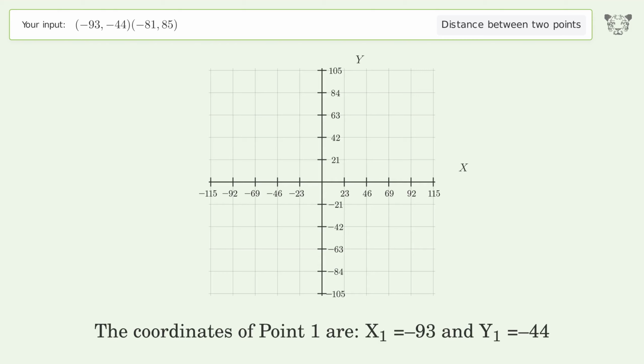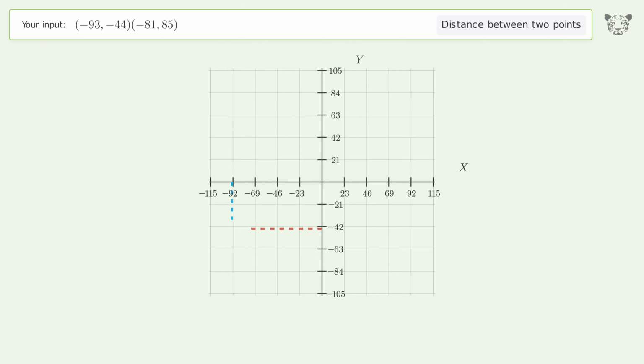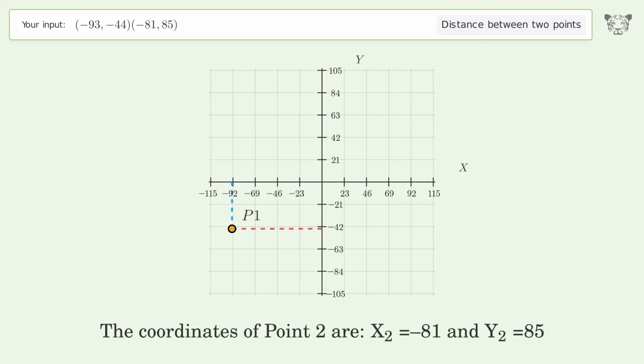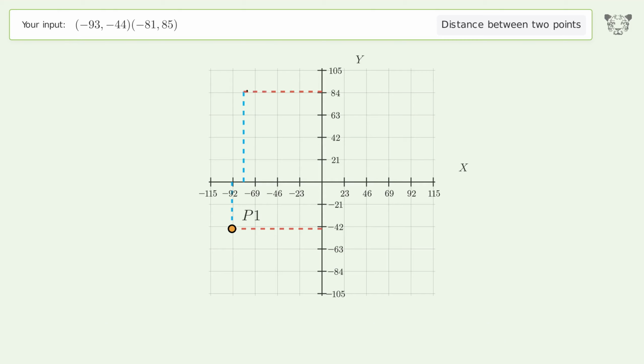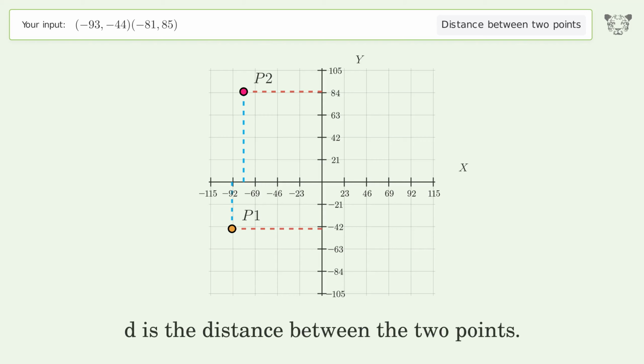The coordinates of point 1 are, x1 equals negative 93 and y1 equals negative 44. The coordinates of point 2 are, x2 equals negative 81 and y2 equals 85. D is the distance between the 2 points.